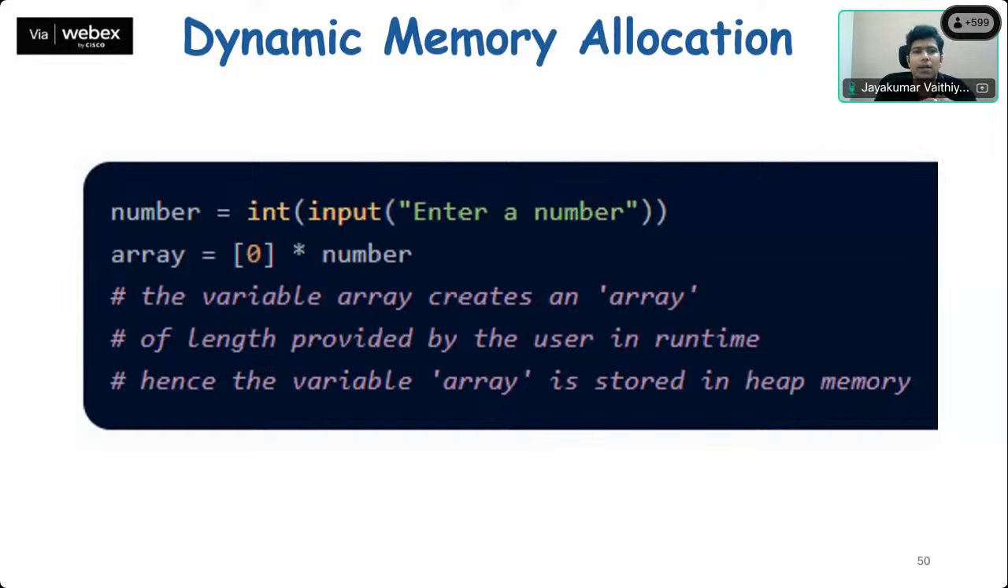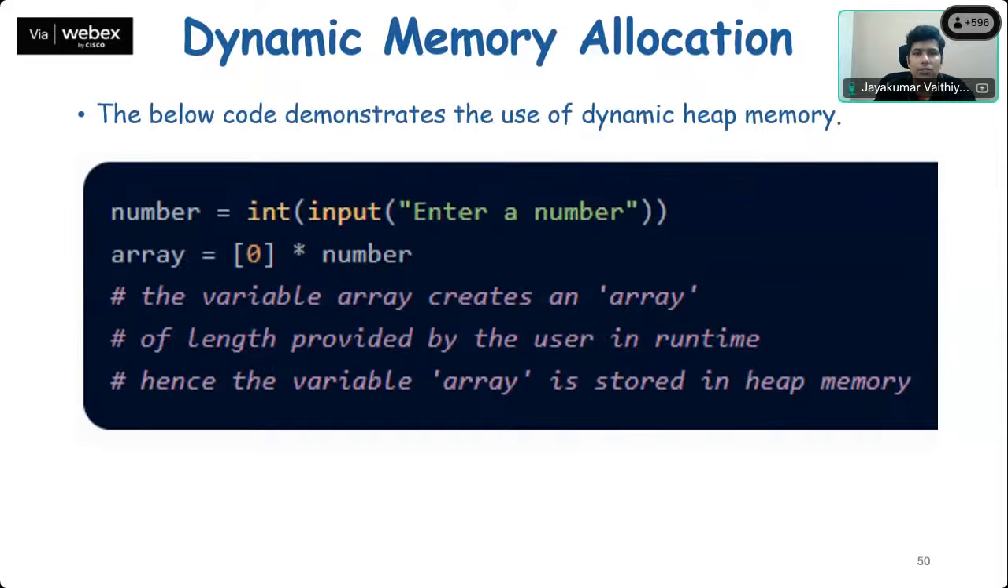So we already covered this in the last class. Suppose if you want to enter any number in Python, you can use the input function. So this will act like the printf function in C. So input, it will display "enter number". Whatever input you are giving is converted into an integer and stored under the number variable. Okay, and it will create an array depending upon your number. Suppose you want to create an array of 5 elements, that value will get multiplied over here. Okay, so this is an example for dynamic heap memory.